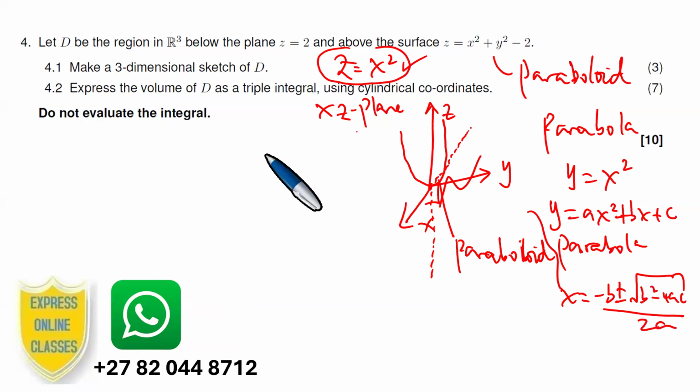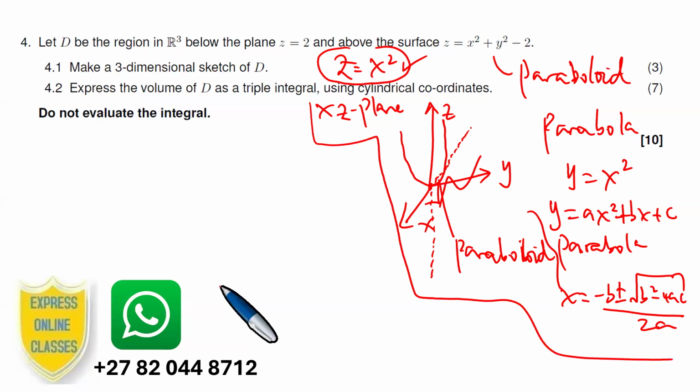Make a three-dimensional sketch of D. Right, make a three-dimensional sketch of D. We shall make the sketches. We are making the sketches here. Right, so as we are making this particular sketch, I want us to focus on some stuff that becomes so important, some stuff that becomes extremely important.